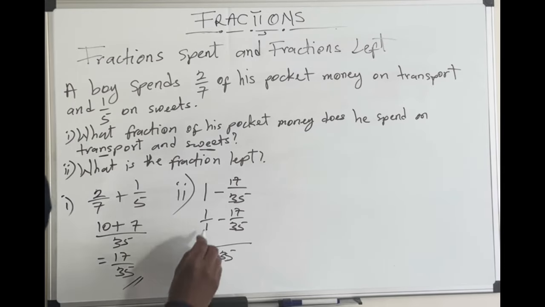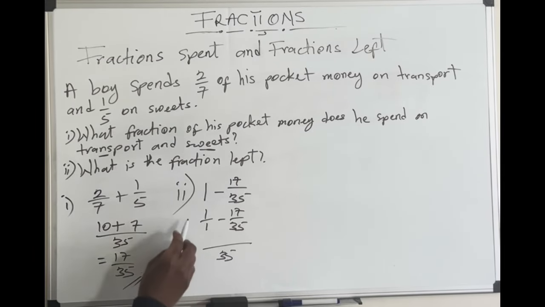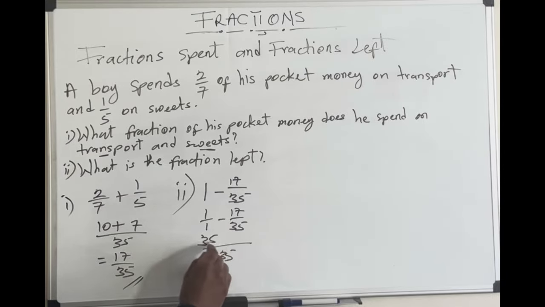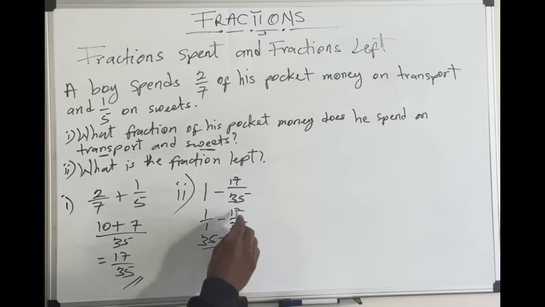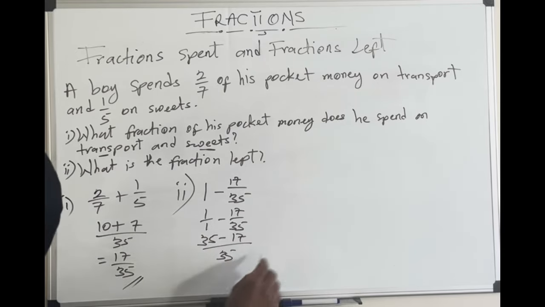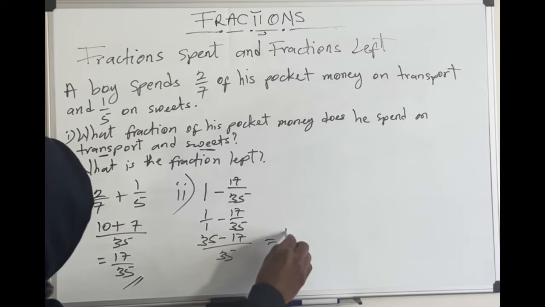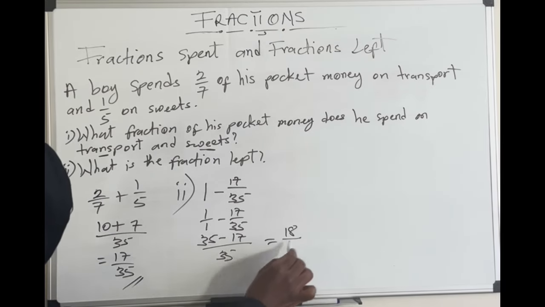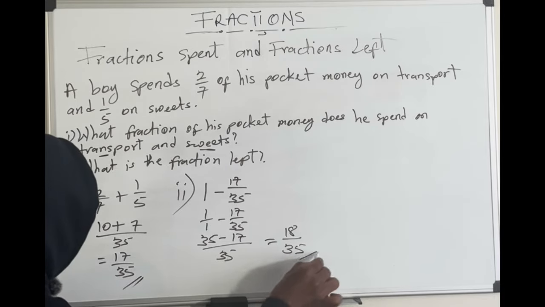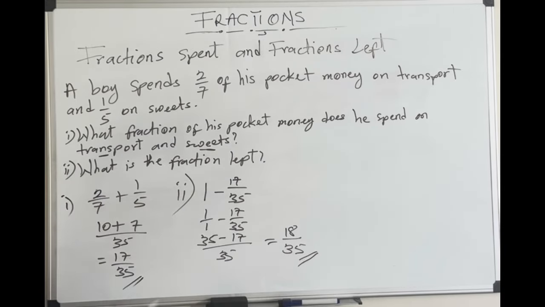So 1 goes into 35, 35 times, 35 times 1 is 35, 35 minus 35 goes into 35, 1. 1 times 17 is 17. And when we subtract 17 from 35, 35 minus 17, we get 18 over 35. So what is the fraction left? The fraction left will be 18 over 35.